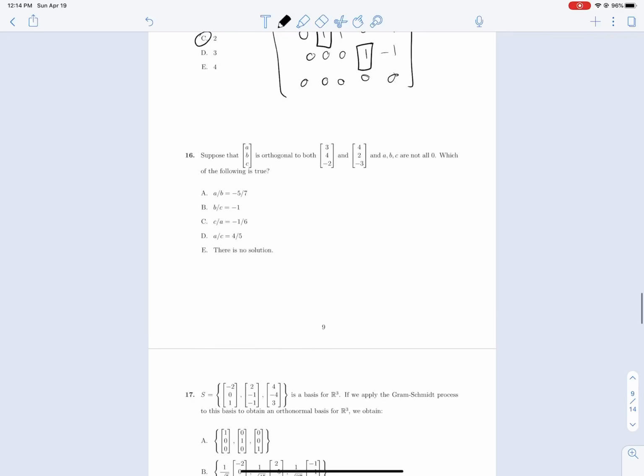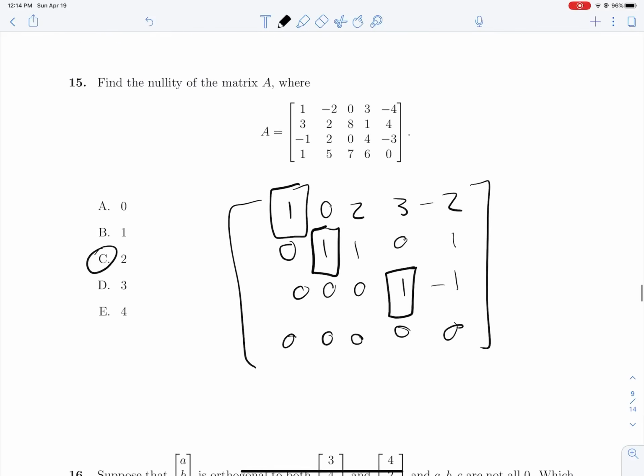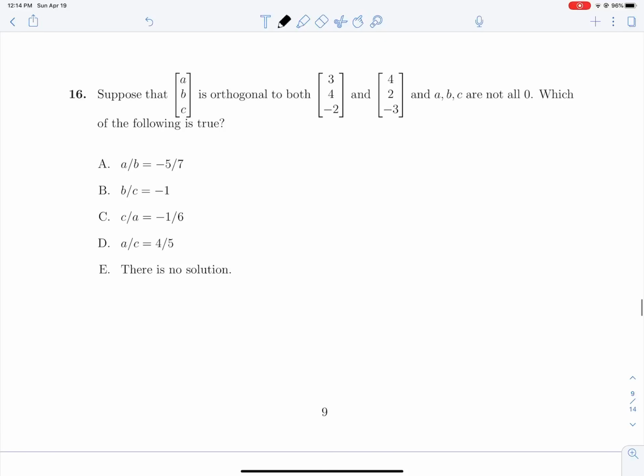Yeah, it can be easy to get yourself kind of wrapped up in trying to solve the whole problem when that's not actually what they're asking for. Okay, 16. (a, b, c) is orthogonal to both these guys. Which of the following is true?